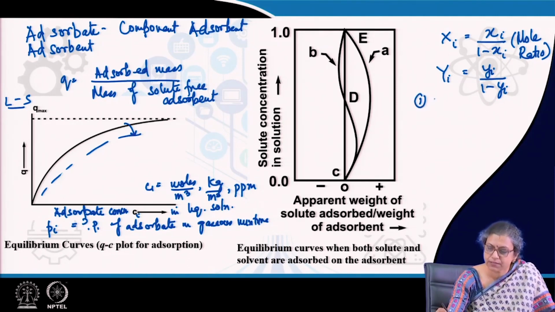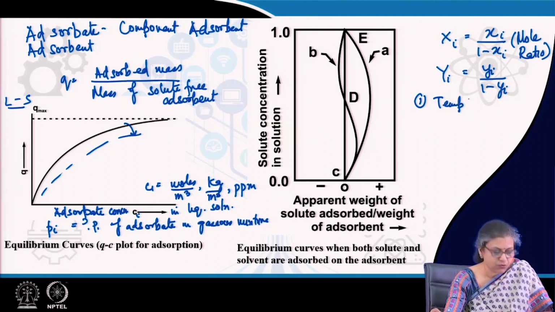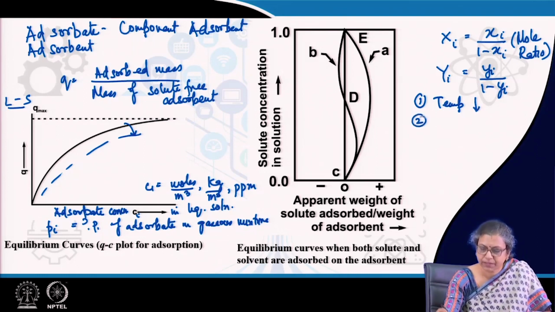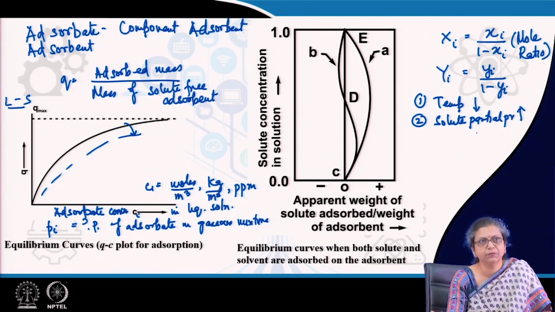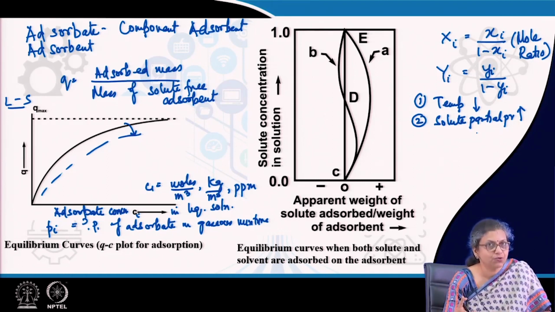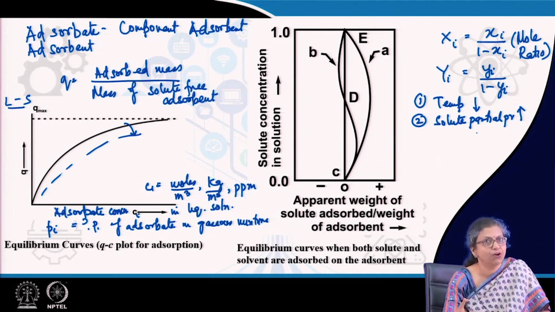So, first we discuss the effect of temperature. We find that with temperature, adsorbate loading decreases. Then solute partial pressure: as we increase it, it increases adsorbate loading. This solute partial pressure can be increased by increasing the amount of solute in the gas phase, or by any particular way if we can increase the solute partial pressure, it increases.